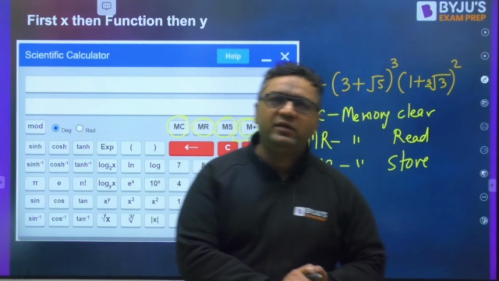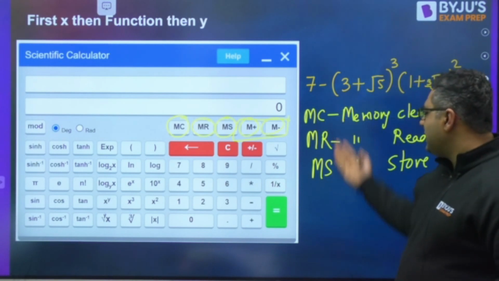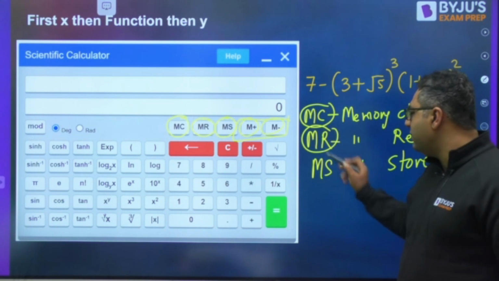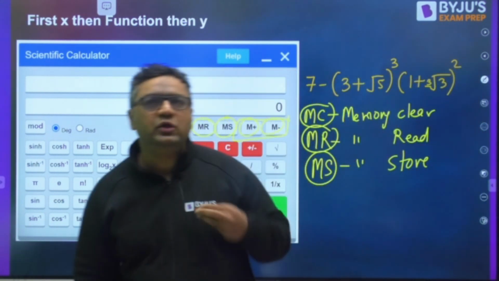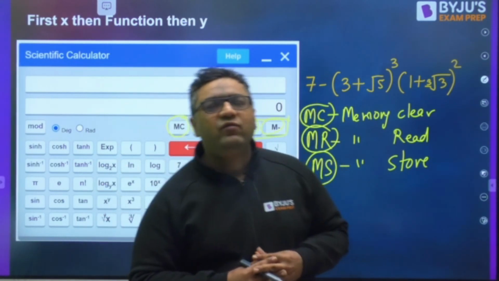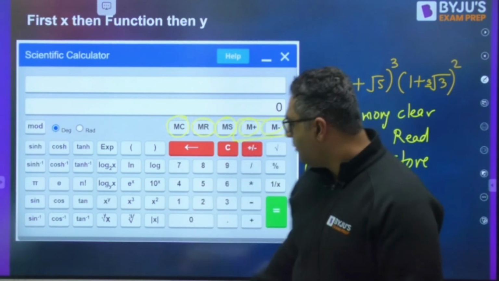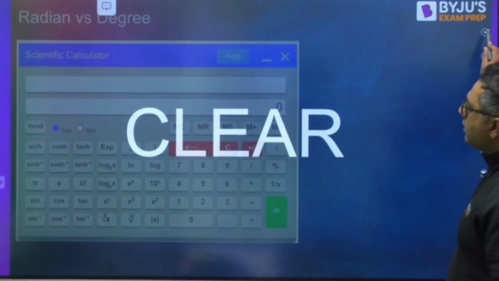First we will see how to use M plus and M minus, and then we will come to MC, MR, MS. But I would like to tell you that, as the names suggest, if you want to store something, you will use MS. If you want to read the stored value, you will go for MR. And if you want to clear the memory, you will go for MC. But let us see the things one by one. So let us say we have a big number.